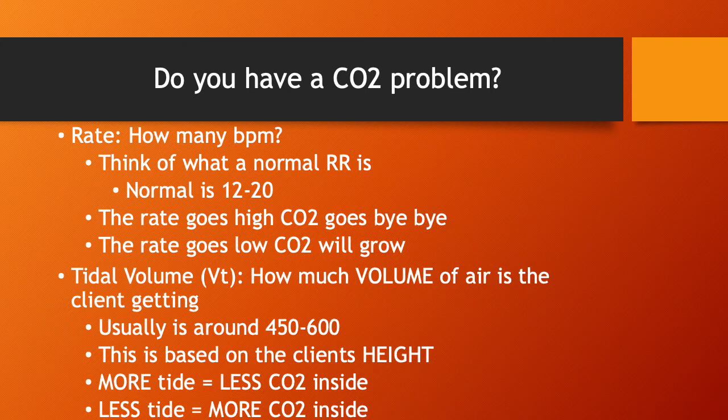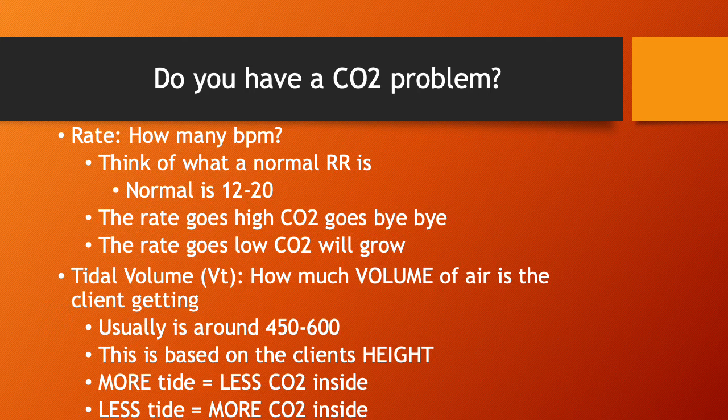Also, I look at tidal volume. This is how much volume of air the client is getting. Usually it's going to be somewhere around 450 to 600. It can be higher, it can be lower. It depends on the patient. It's really based on the client's height. Most hospitals I've worked at have a height chart and they do that. There are some that use ideal body weight and other things like that. You don't need to know about that right now. All you need to know is that the doctor sets this. They said this is how much volume the patient should be on.